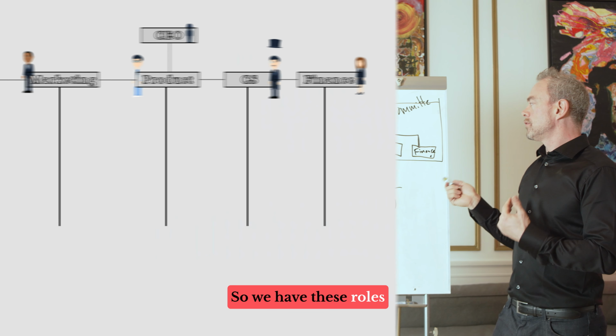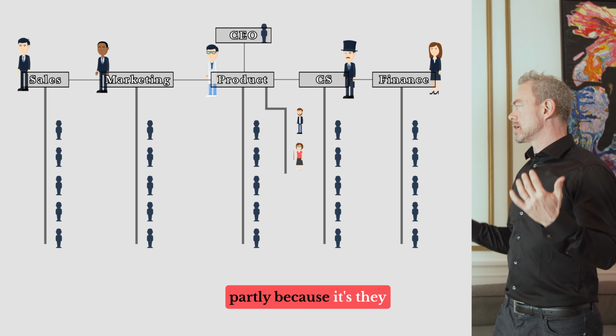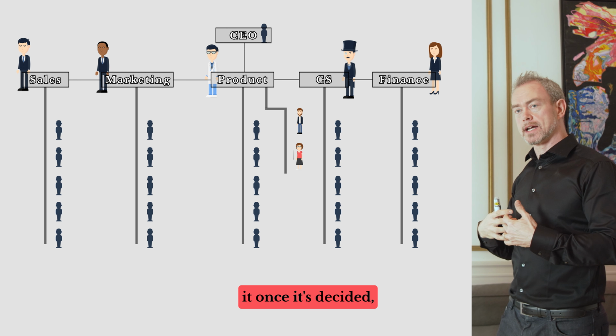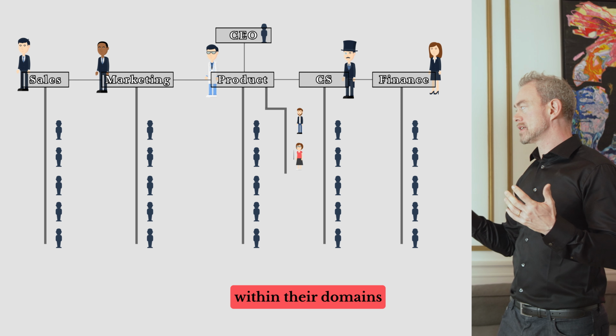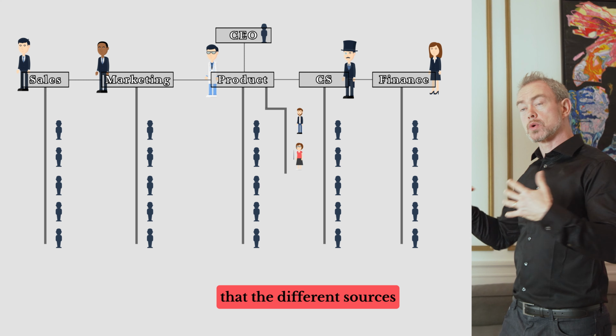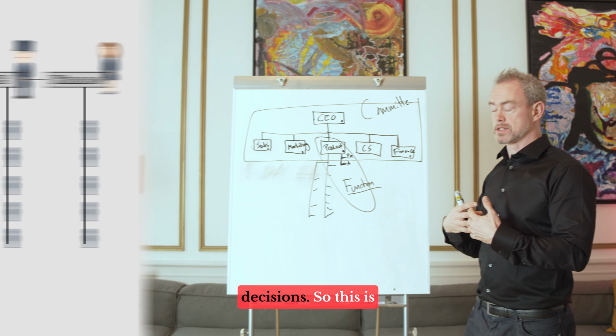So we have these roles inside the organization, partly because they need to help execute it once it's decided, but also because, within their domains, they have different aspects of the business, different sources of information that they can bring into the decision to make better quality decisions.